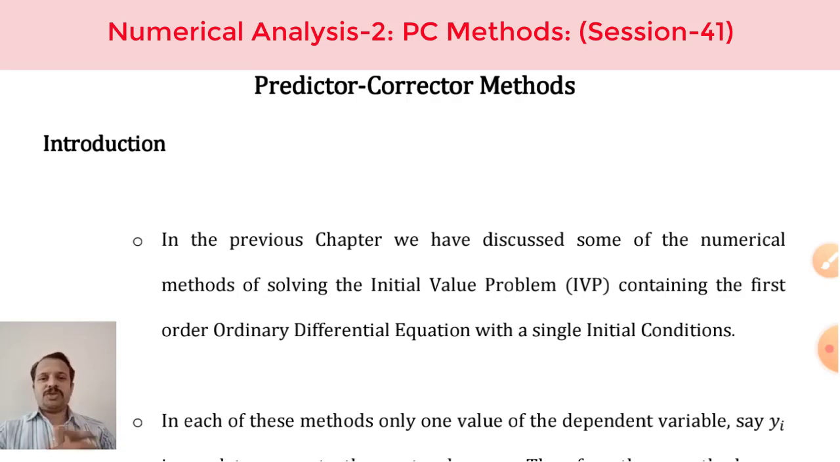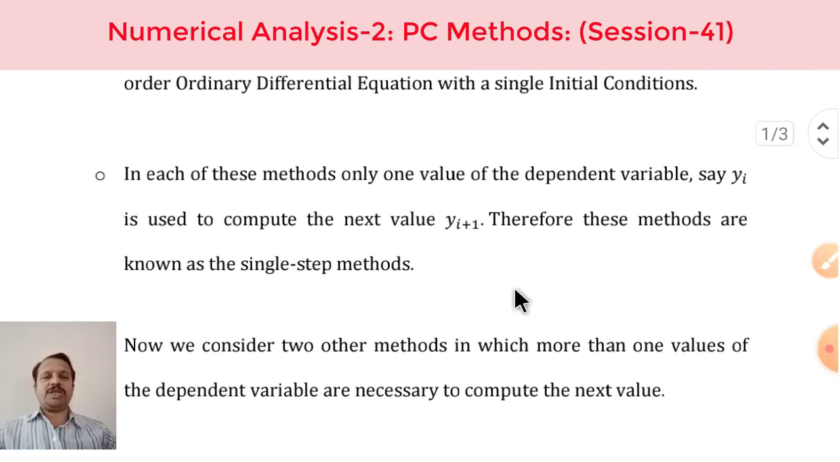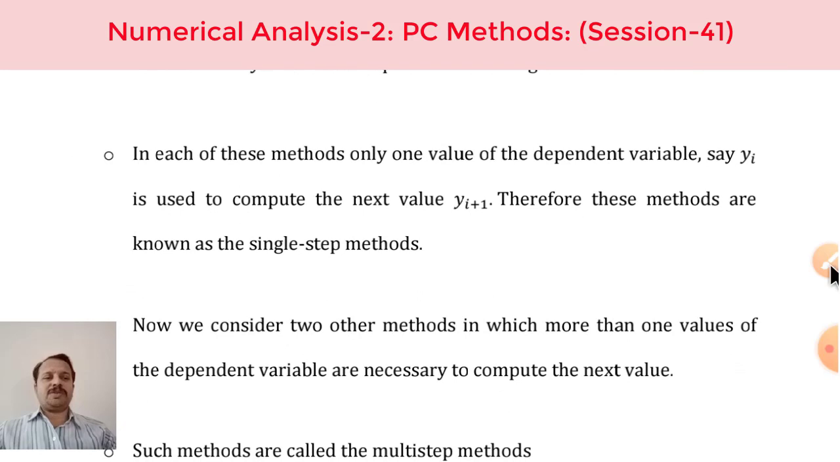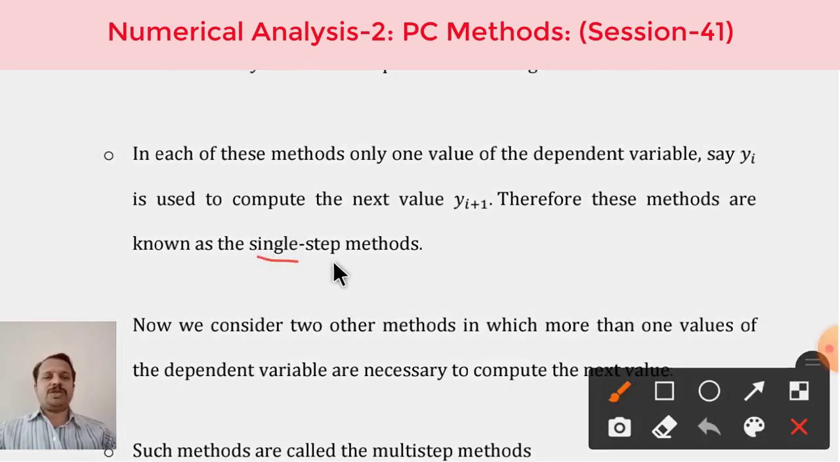I hope you understood this particular thing as far as the methods we discussed in the previous sessions. These are called single step methods because they were requiring only one value, for example yi, that is y naught, to compute yi plus 1, that is y1. Therefore those methods are called single step methods.